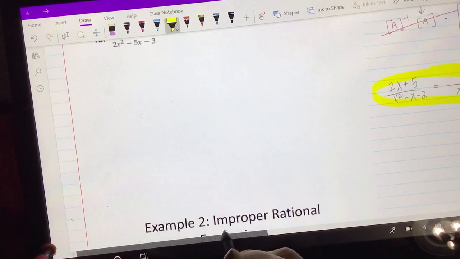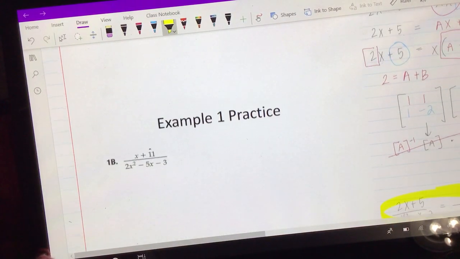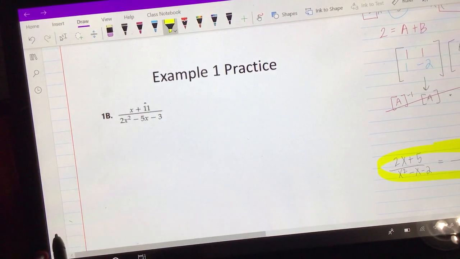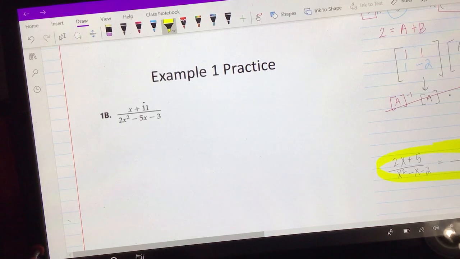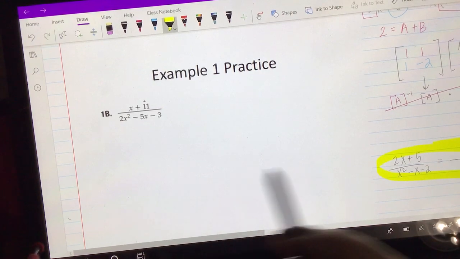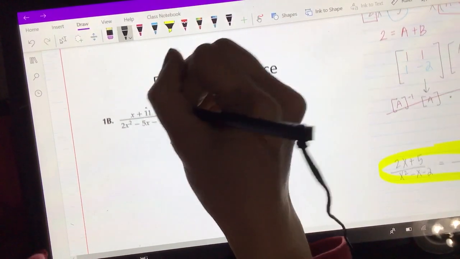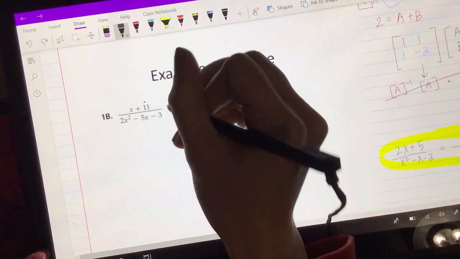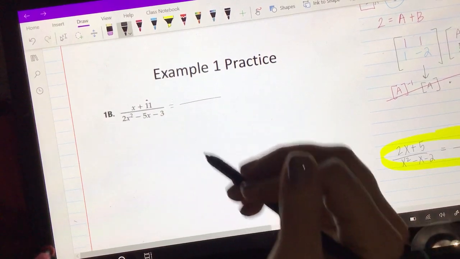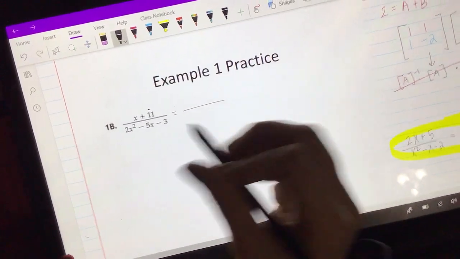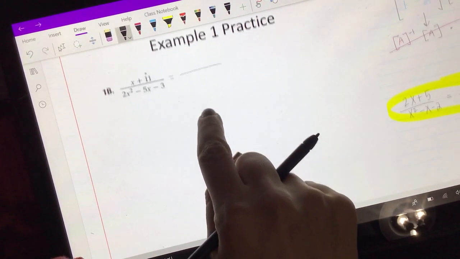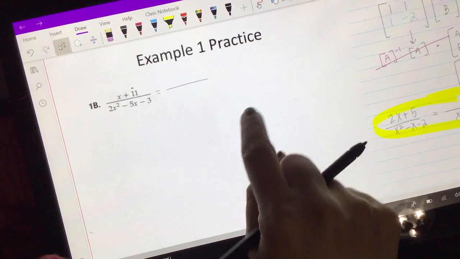All right, next, I want you to try this one. Example 1 practice, you have x plus 11 over 2x squared minus 5x minus 3. For this one, it's going to be the same idea. You're going to break it down. So the first step is to factor your denominator. This time we have an a value of 2, so we're going to have to use AC method. There's no greatest common factor here. So I'm going to take this actually off to the side and factor it.